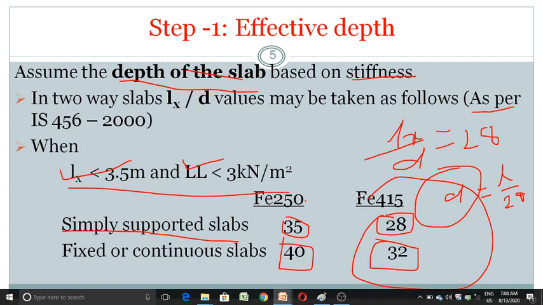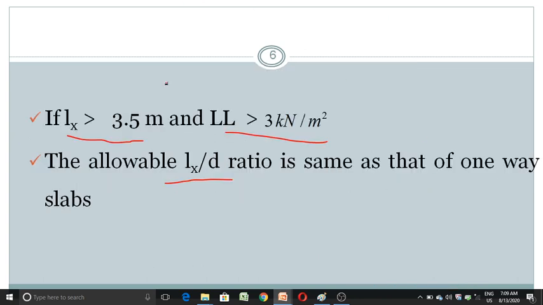For this case, when our Lx is less than 3.5 meters and the live load is less than 3 kilonewton per meter square, then we have to choose, as in the similar case of the one-way slab, an Lx by D ratio between 25 and 30. Among these values we can choose, and finally calculate what the L or D value is.